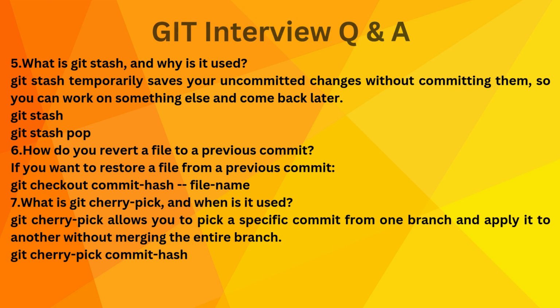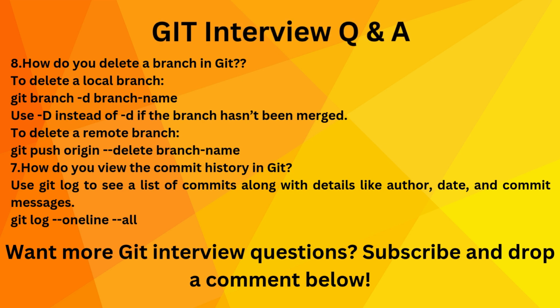How do you delete a branch in Git? To delete a local branch: git branch -d branch name. Use -D instead of -d if the branch hasn't been merged. To delete a remote branch: git push origin --delete branch name.